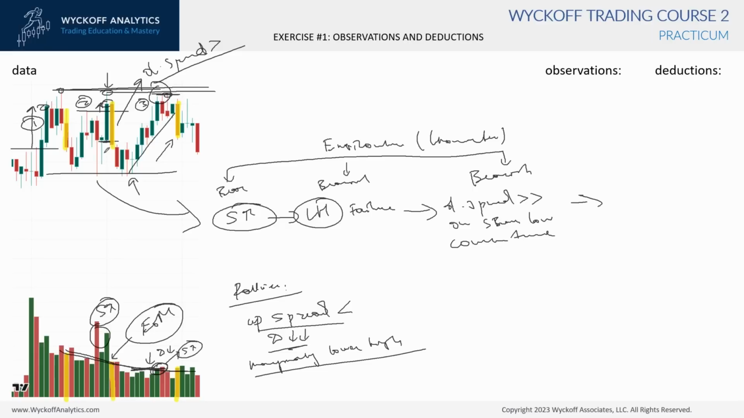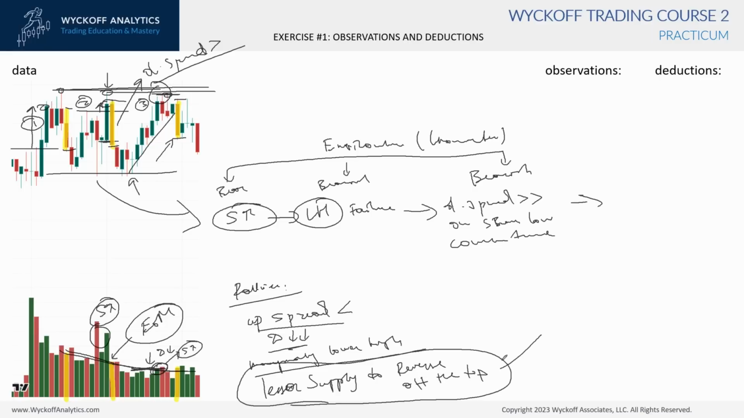And if anything, we are actually probably at somewhat of the same spread. I mean, the second one is the largest, but still, all three look the same. So it takes less supply to produce a reversal off the top. That's our main deduction about those bars.